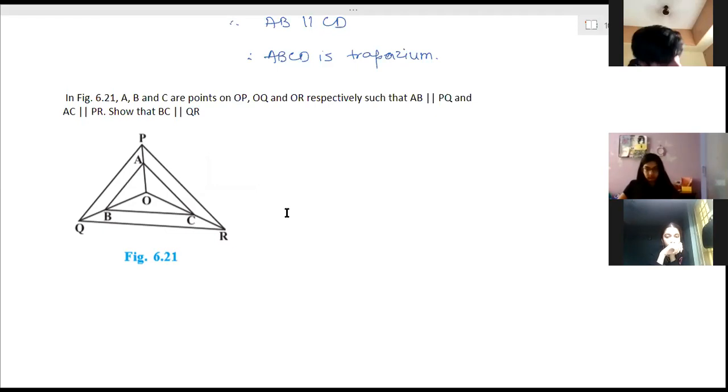Exercise 7.2. Eight questions are there. RD 7.2, the whole exercise. Okay, ma'am. There is only BPT, you have to use it and cross multiply to get the value of X, in all the questions.